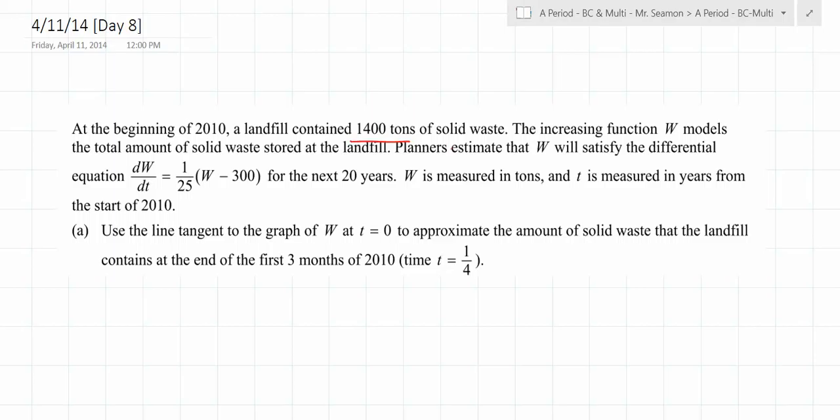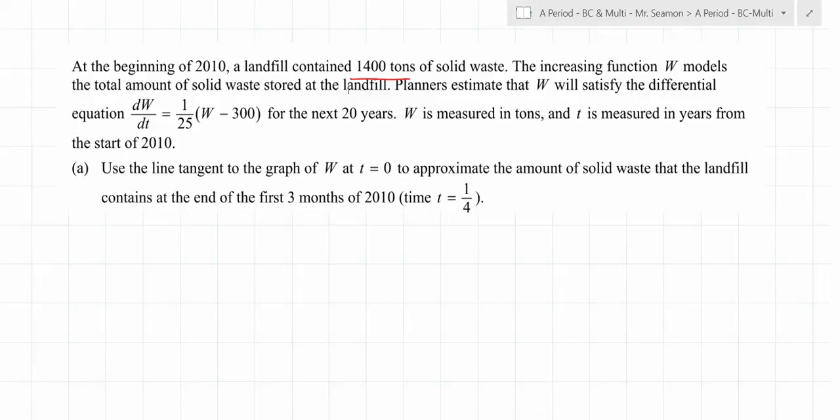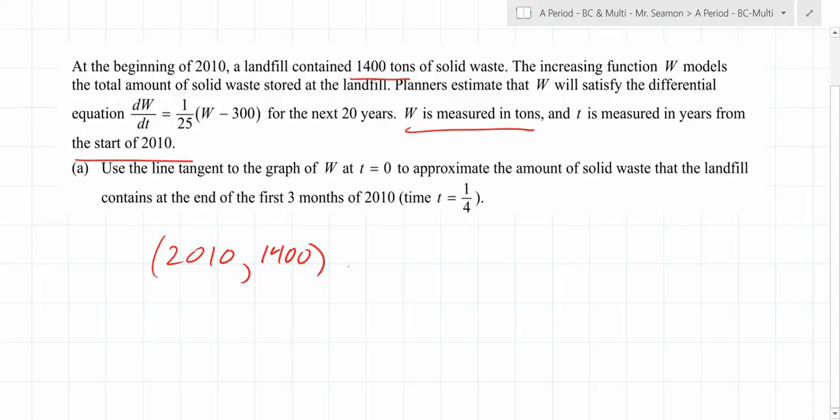The increasing function W models the total amount of solid waste stored at the landfill. Planners estimate that W will satisfy the differential equation for the next 20 years. W is measured in tons, and T is measured in years starting from 2010. So it starts at 2010, and at 2010, how much waste is there? 1,400, exactly. Does that make sense, everybody?